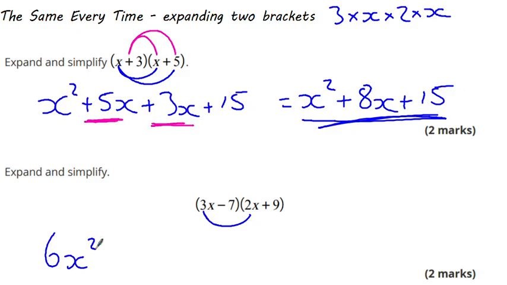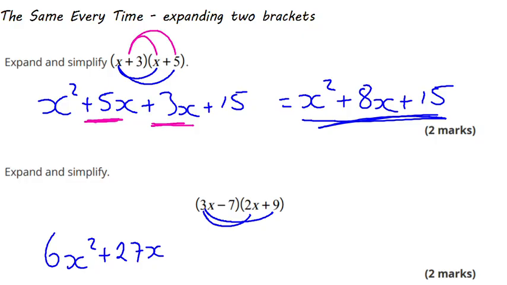Then still with the first term in the first bracket, multiply by the second term in the second bracket. So 3x times positive 9. Well, positive 3 times positive 9 gives me positive 27. And there's an x in there, isn't there? 3x times 9. So 3 times x times 9, 3 times 9, 27, times x.